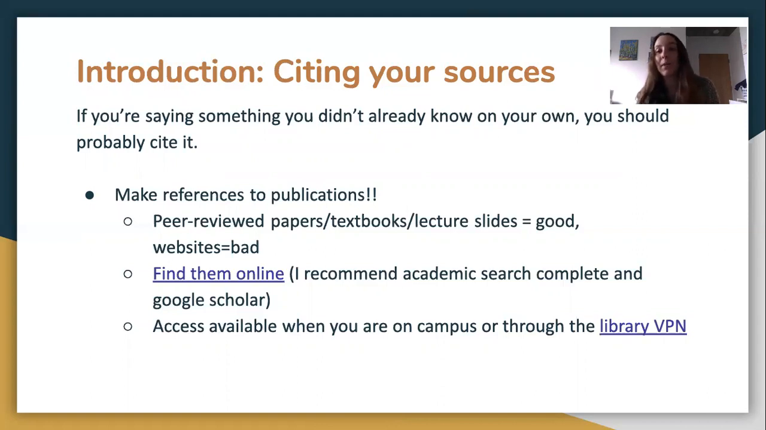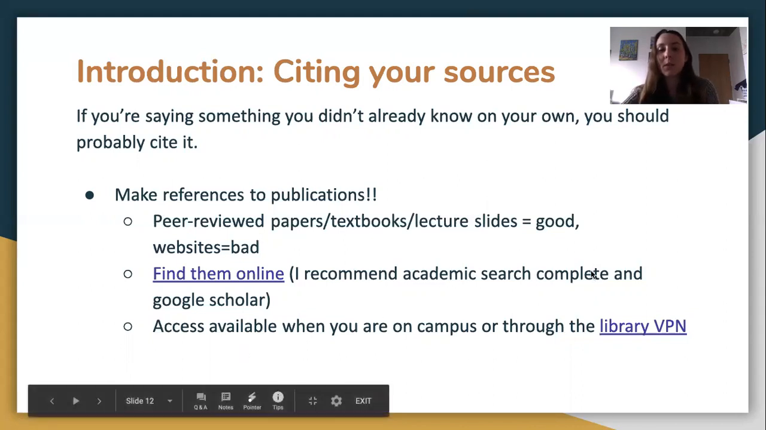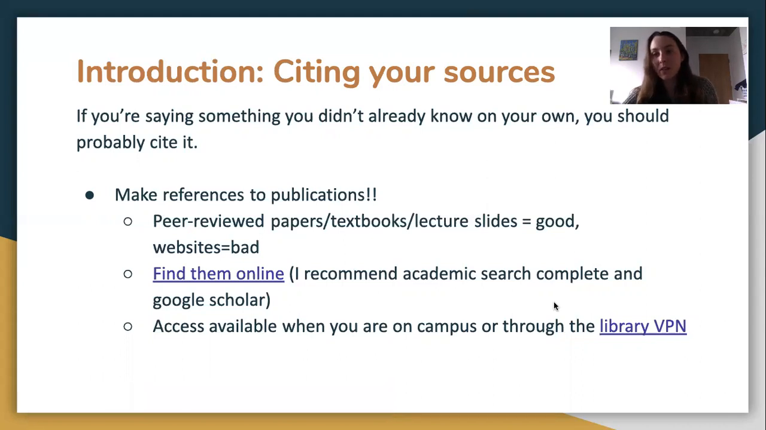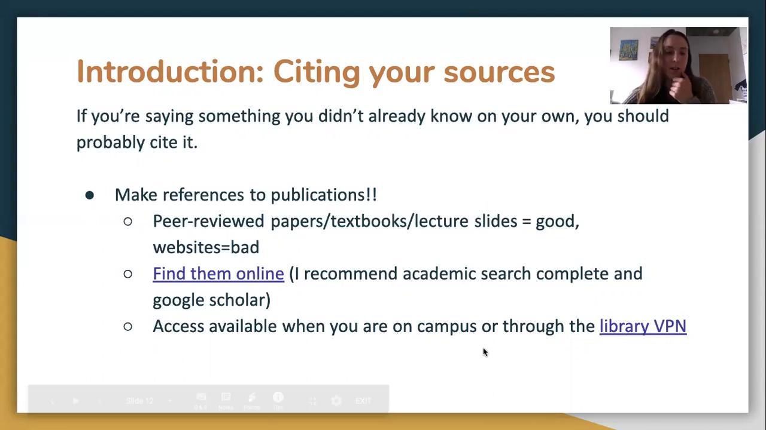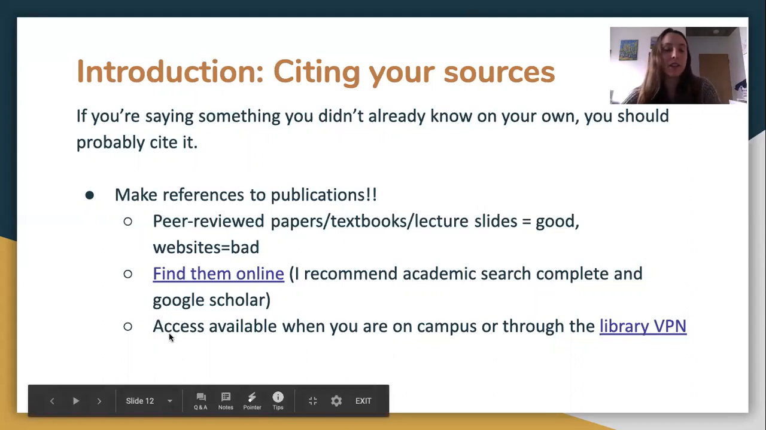Where do you find papers? That's a great question. You can just go online and search for stuff. Google Scholar is a great beginning source. Also, Academic Search Complete. You can access so many papers by being a UCSD student. And since you are probably off campus, you should use the library VPN to make it look like you're on campus. Then you have access to everything.